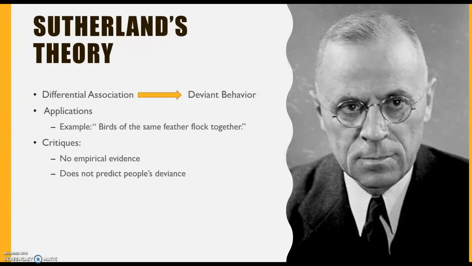But first off, we have Sutherland's theory. So, Sutherland said that differential association leads to deviant behavior. But what exactly is differential association? Sutherland defined this as: if a person hangs out with an individual who's deviant more often than another person who holds normal views, then that person is going to start behaving like the deviant person.